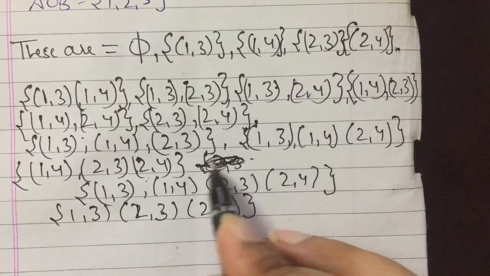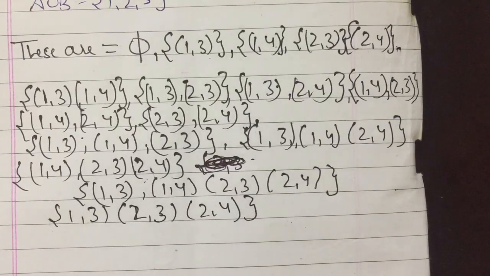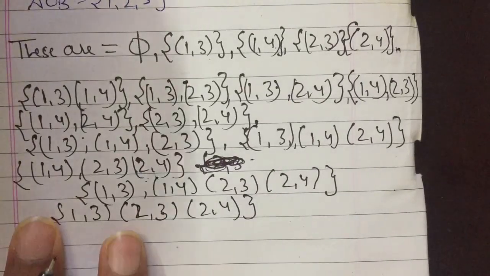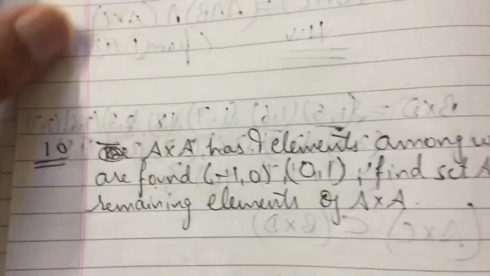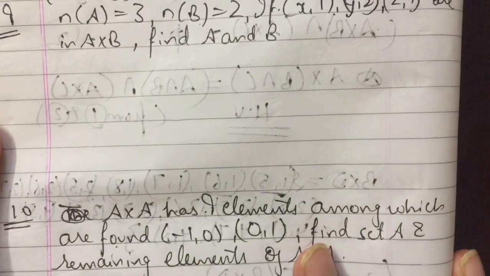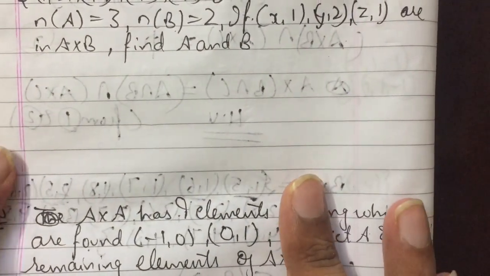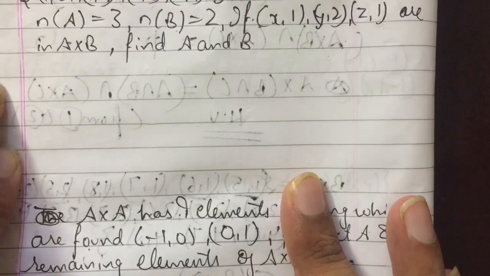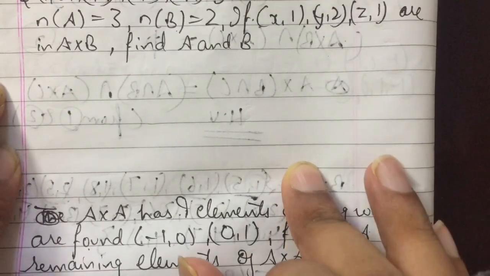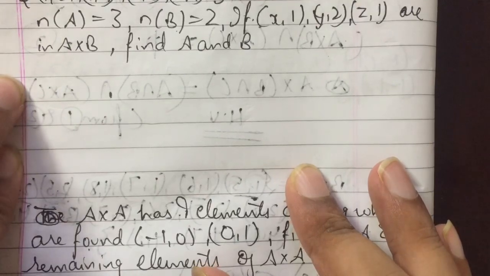So these are the subsets of A cross B. Now let's move on to the next question. Next we have question number 9. The number of elements of A is 3, and the number of elements of B is 2. If (x, 1), (y, 2) and (z, 1) are in A cross B, find A and B.